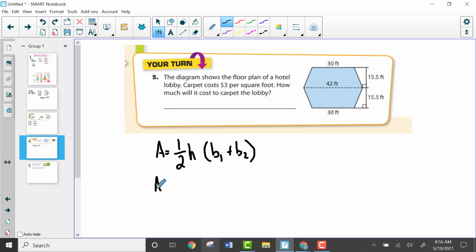So now we plug in our numbers. Area equals 1/2 times the height. 15.5 is the height. Base 1, we see 30. Base 2, 42. Now what we do, order of operations, add 30 and 42 together. That's going to give us 72. Plug in the rest of our numbers, or bring down the rest of our numbers.